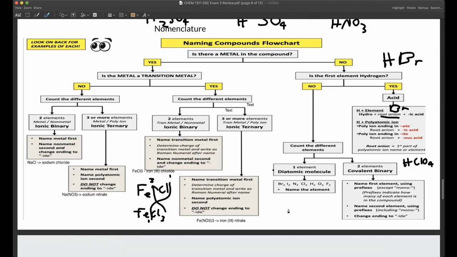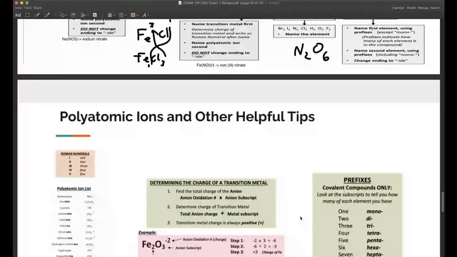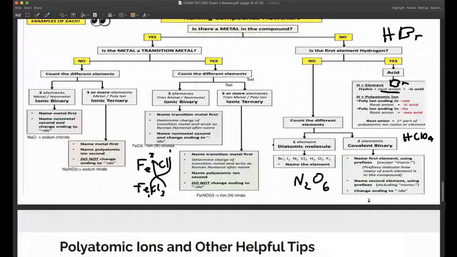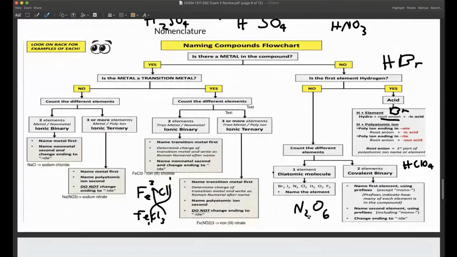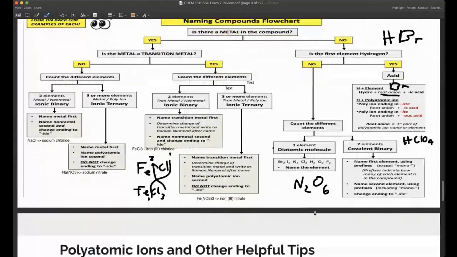For instance, if we have something such as N2O6, what we do is, if we look down here, we use two prefixes. So we have 2 for di, and then we have 6 as hexa. So we're going to name this dinitrogen hexoxide.